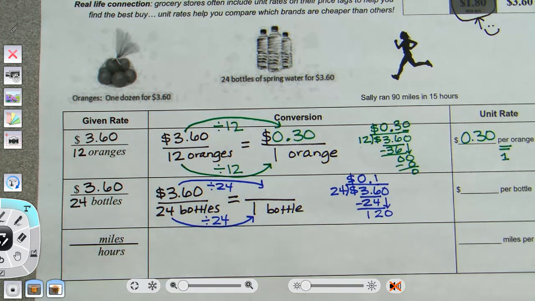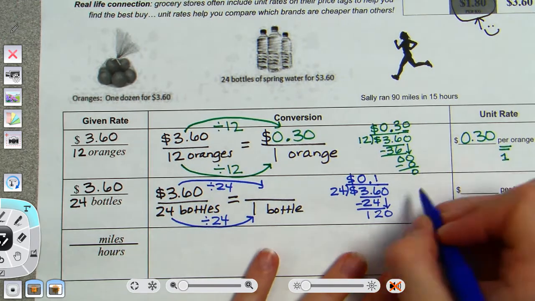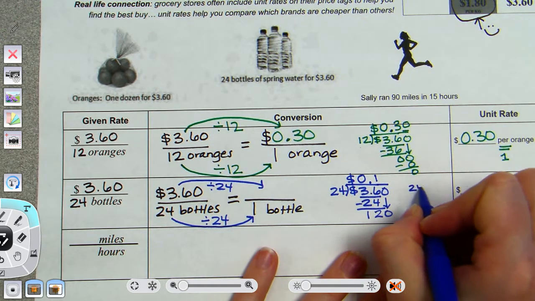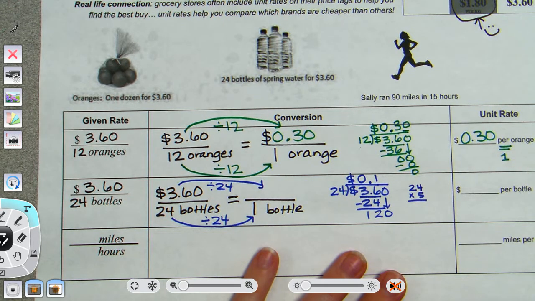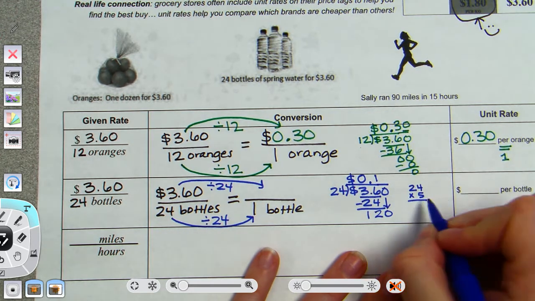How many 24s go into 120? I'm going to pick a number, and if I'm not sure what to do, I always just start with a 5 fact. So let's try 24 times 5, and let's see how close we get. I always like to do 5 because if it's too small or too big, I can go up or down. 5 is right in the middle, which is a good place to start.